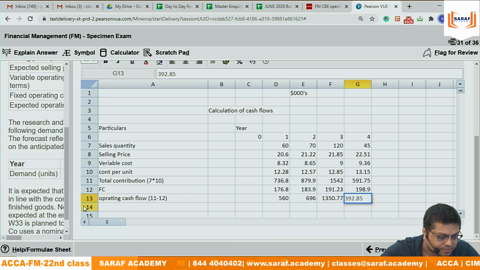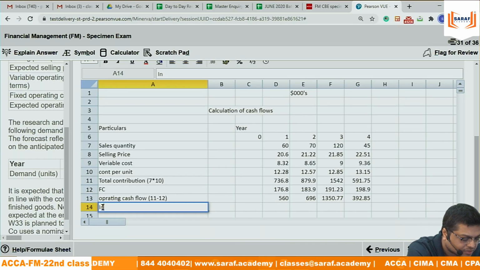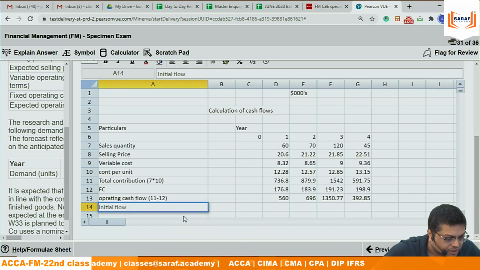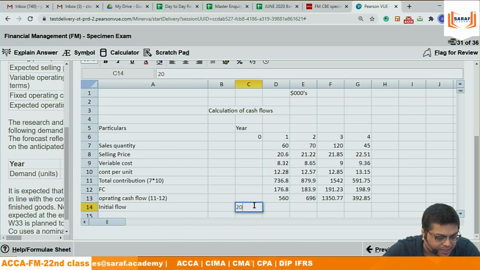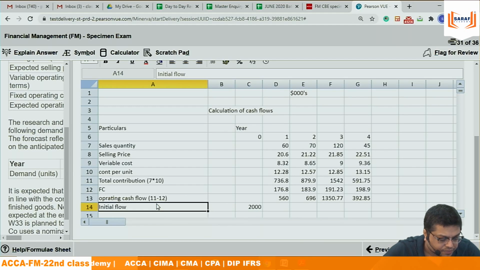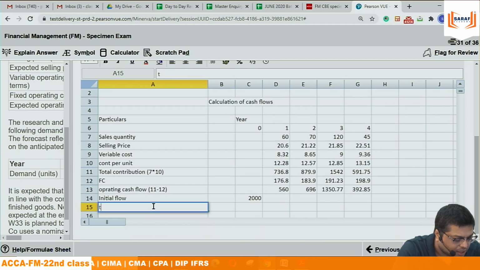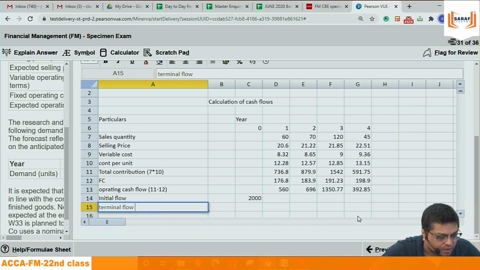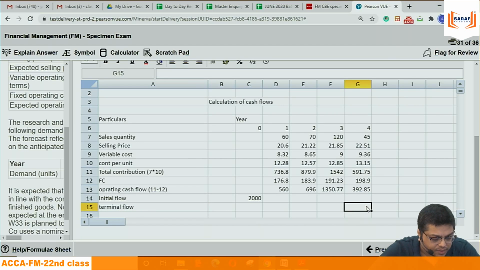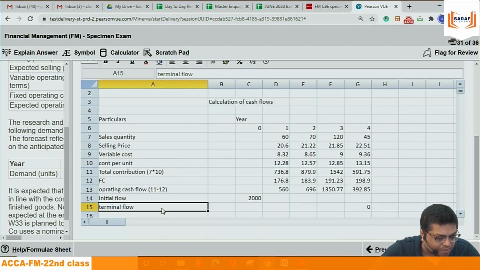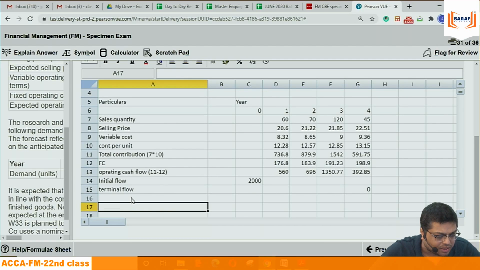$591.75 minus $198.9 is $392.85. Initial flow, that is in zero: how much am I investing? 2000. Terminal flow, that is zero. In the exam, you don't have to write it, but I am just writing it so that everything is there.